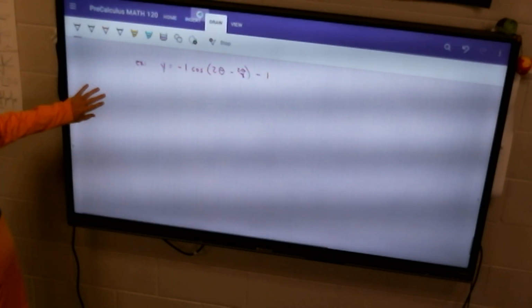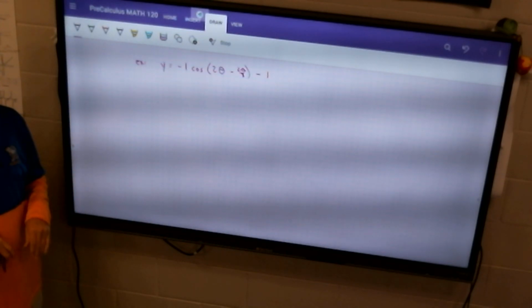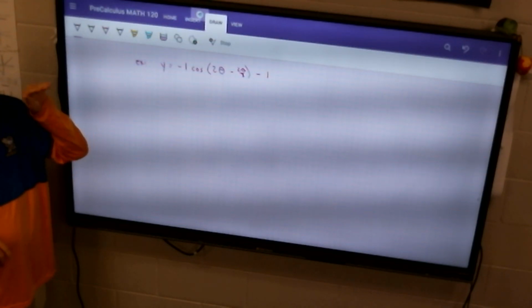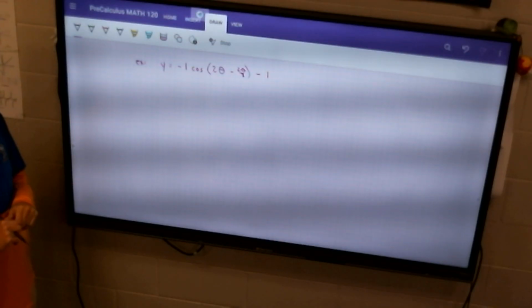All right, so we have our changes, right? We know it's going to go down 1, and we know it's going to be reflected. So rather than starting at the maximum, I'm going to start at the minimum. So minimum, 0, maximum, 0, minimum. Then I'm going to have it shifted to the right, but we don't know how far yet.